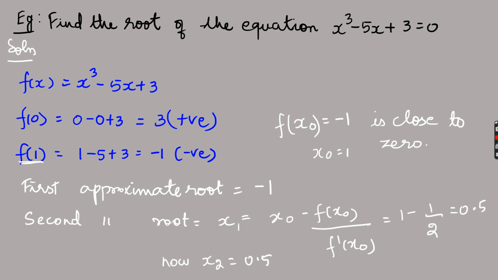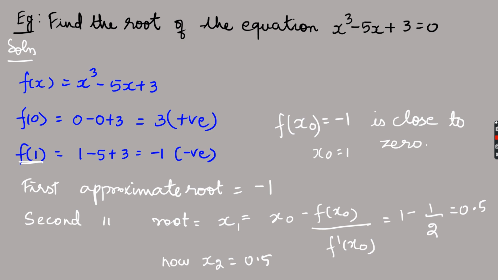and I also have to differentiate my function and substitute 1 and find what is given. So on doing that, I get my value to be 0.5. So now this is your x2. This is the second approximated root for your function, 0.5. So it is more closer to 0 now. 0.5 is even more closer to 0.